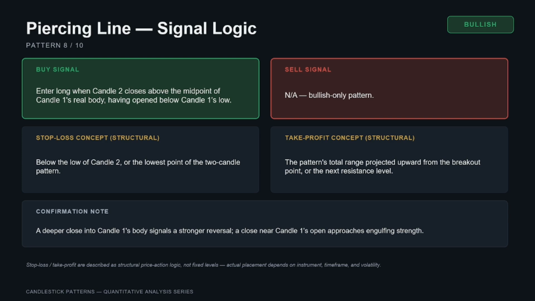Stop loss concept: below the low of candle 2 or the lowest point of the 2 candle pattern. Take profit concept: the pattern's total range projected upward from the breakout point, or the next resistance level. Confirmation note: a deeper close into candle 1's body signals a stronger reversal.